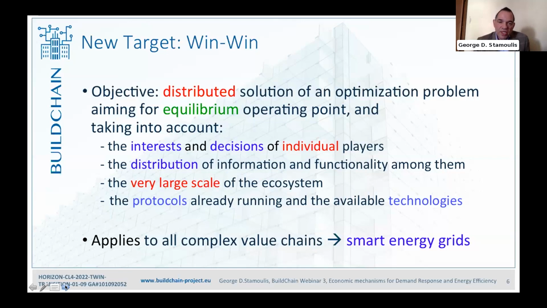So although I started with an analogy of the internet, this approach also applies to other complex value chains, like, for example, the smart energy grids, where we have, let's say, providers, DSOs, TSOs, end users, aggregators, retailers, all of them forming value chains and complementing each other, but at the same time being engaged in such tussles.